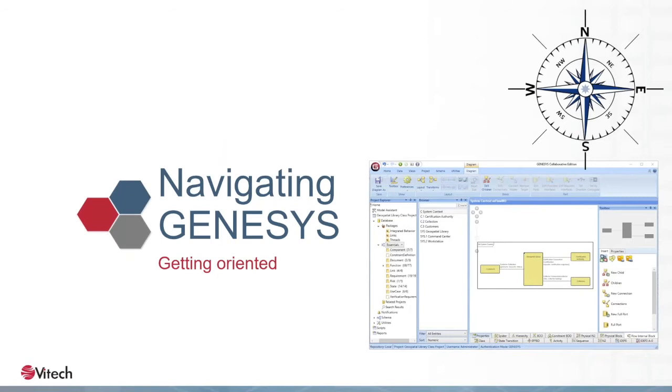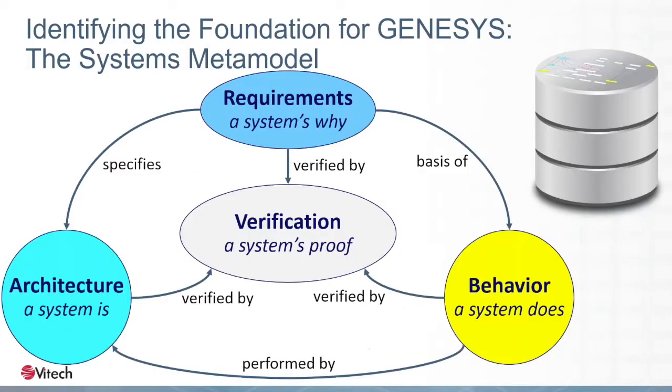So, navigating Genesis, getting oriented. I believe that if you understand the mental model behind a solution, then you can better apply that solution, understand where it works for you, understand when you do and don't want to use it. So what is the fundamental mental model behind Genesis?